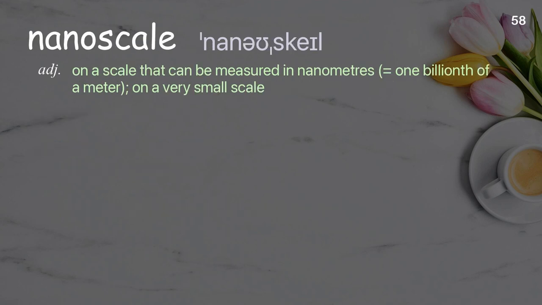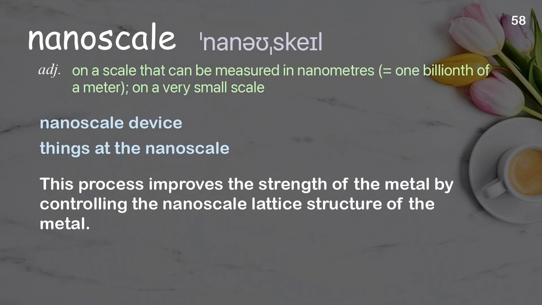Nanoscale. On a scale that can be measured in nanometers, equals 1/1,000,000 of a meter, on a very small scale. Examples: nanoscale device, things at the nanoscale. This process improves the strength of the metal by controlling the nanoscale lattice structure of the metal.